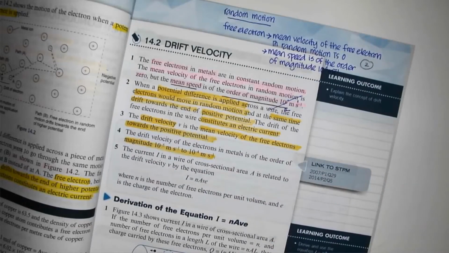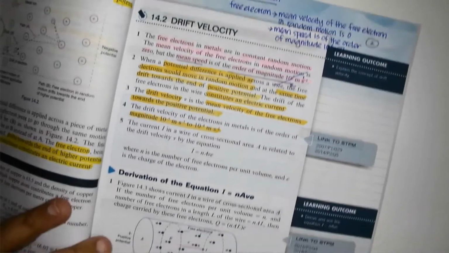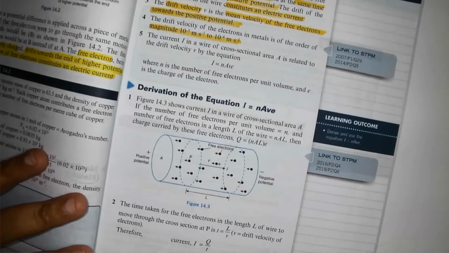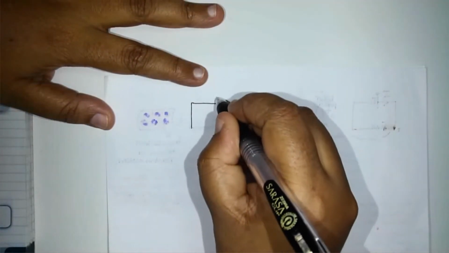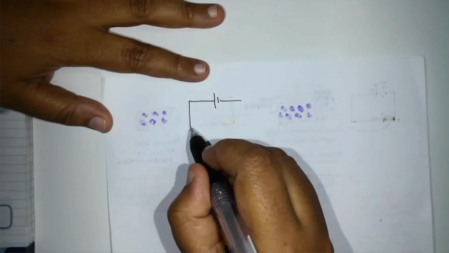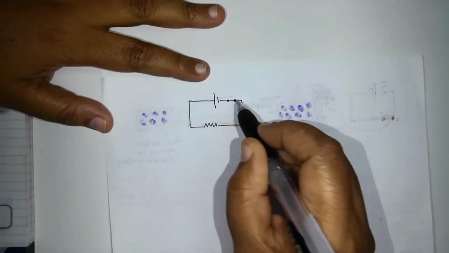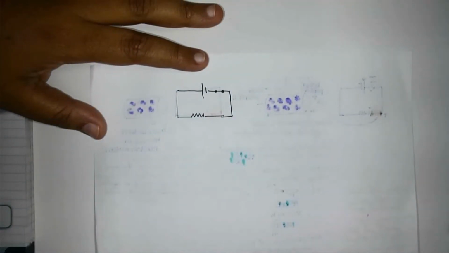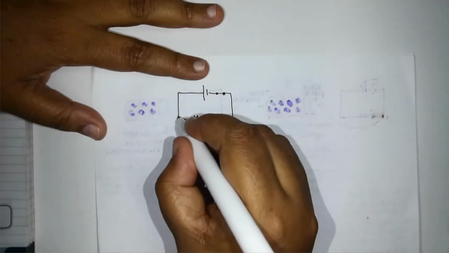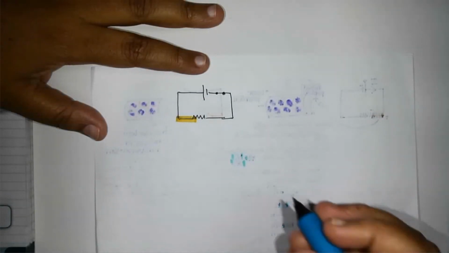So now we will look at the derivation of the equation I equals nevA. I'm going to draw a circuit again. This is the circuit with the resistance, then there's a switch, and the switch is closed. So I'm going to take a portion of the circuit here, which is a length of L.